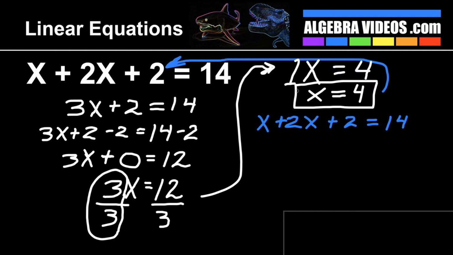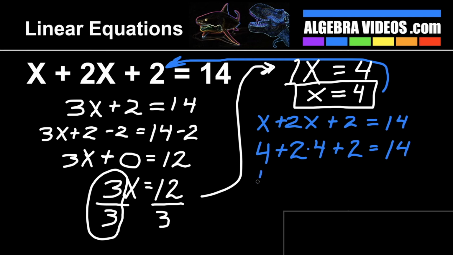And now wherever there's an x in this original equation, we're going to plug in our number 4, because we solved for x and we got x equals 4. So instead of an x, I'm going to plug in the number 4, plus 2 times x, but x is 4, so I'm putting in 2 times 4, plus 2, that's just bringing down this 2, equals, and then I'm bringing down the 14, okay.